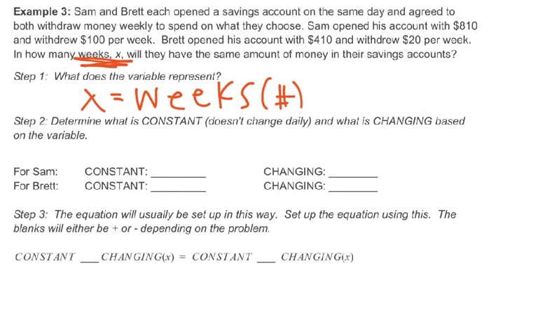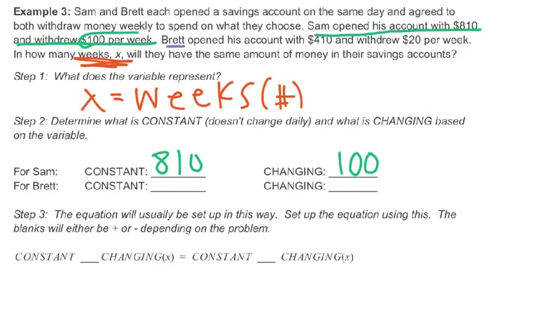So I'm going to underline where it talks about Sam. Sam opened his account with $810 and withdrew $100 per week. Which one of those is constant, and which one is changing based on weeks? So, well, what stays constant? He put in $810, and that doesn't change. Okay? What is changing is the amount taken out each week. So he's withdrawing $100 per week. So that's what the changing amount is.